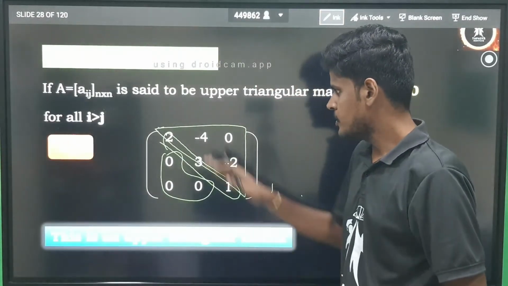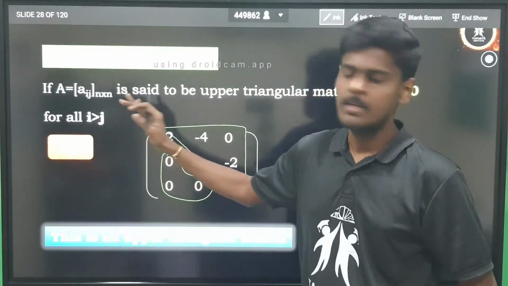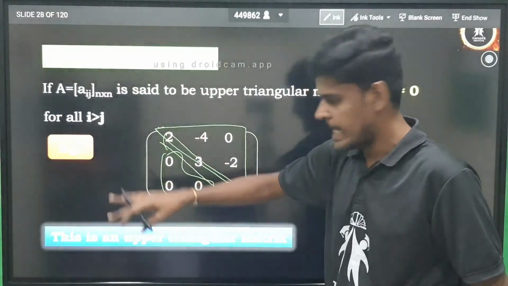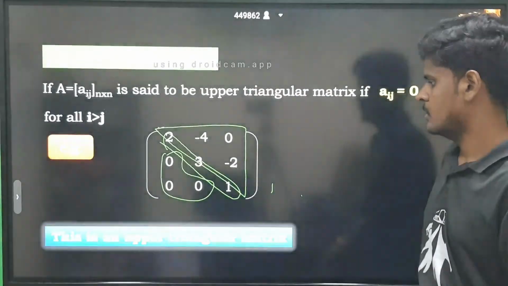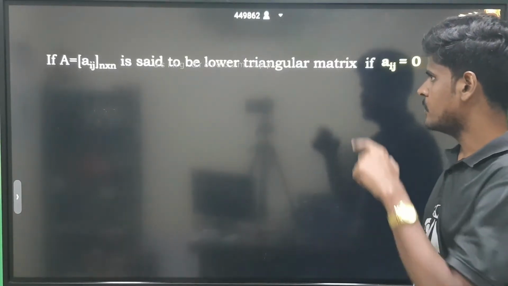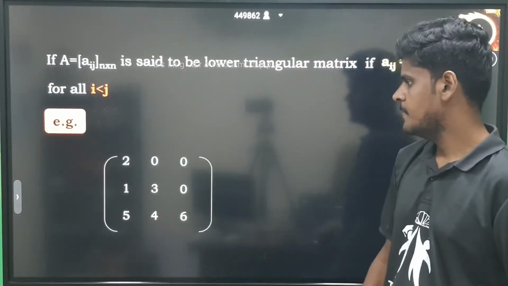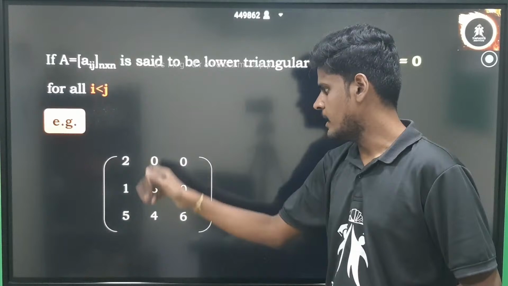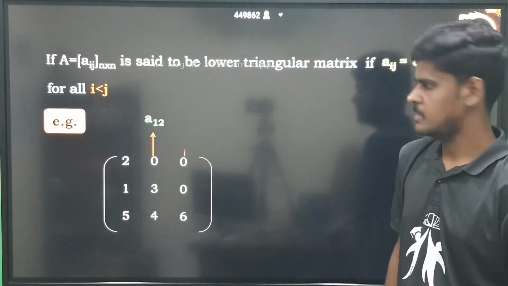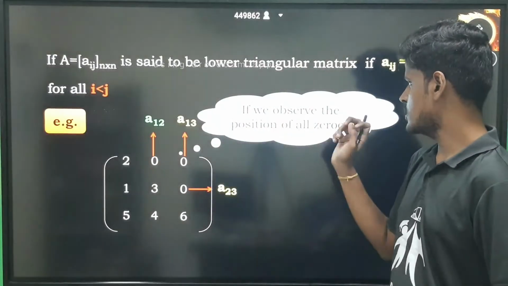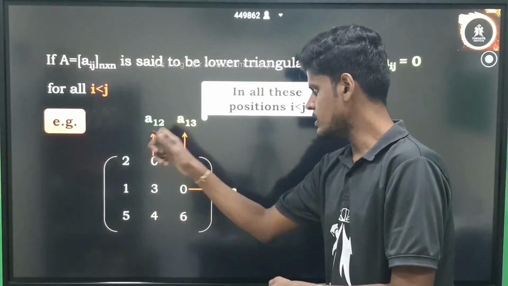Then can you guess, suppose the elements above the diagonal become 0, what will this matrix be called? A matrix with the diagonal elements and the elements below the diagonal will be called a lower triangular matrix. So that is upper triangular. Next one is the lower triangular matrix. What is the condition? i is less than j. That means all the elements above the diagonal become 0. This type of matrix is called a lower triangular matrix. At all the positions where i is less than j, all the elements become 0.